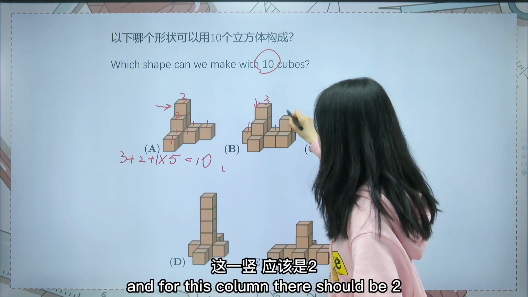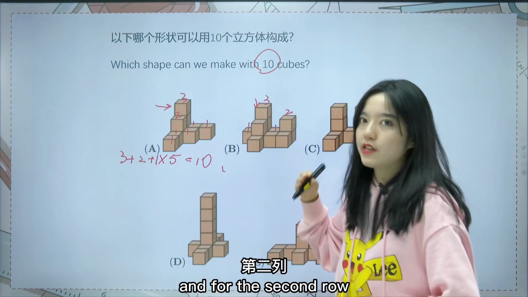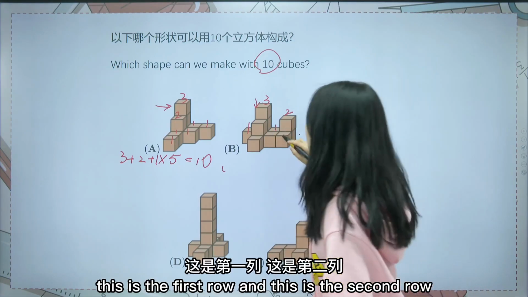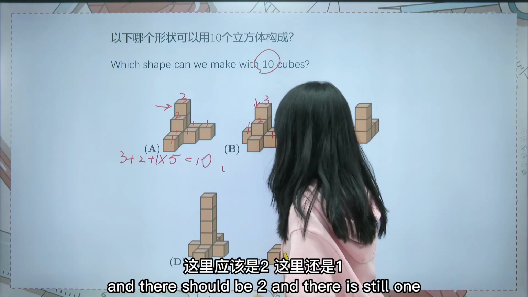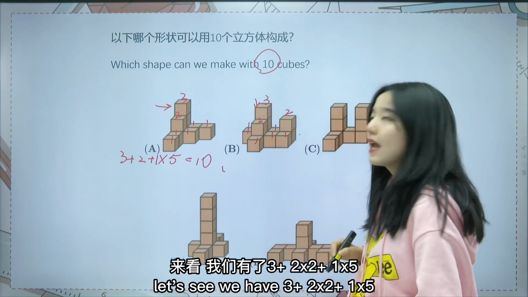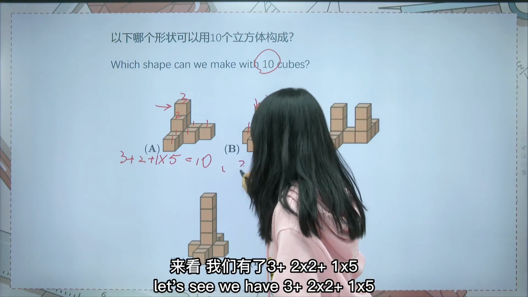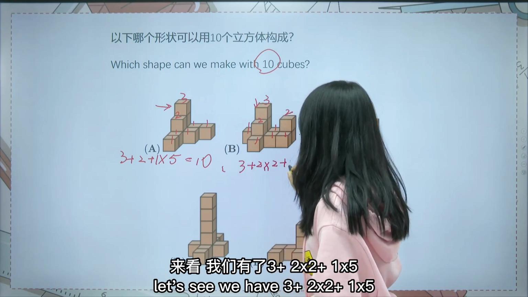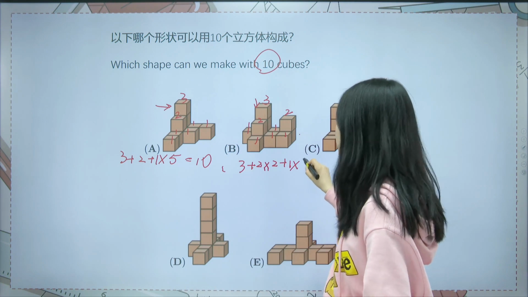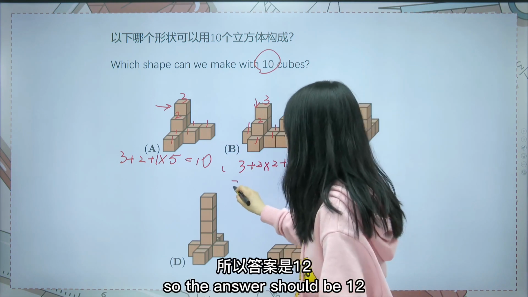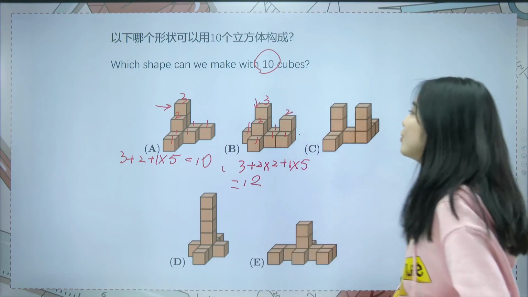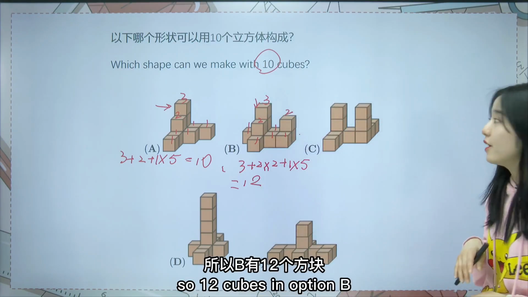And for this column, there should be 2. And for the second row, this is the first row, and this is the second row. And there should be 2, and there is still 1. Let's see. We have 1, 3 plus 2 times 2 plus 1 times 5 here. So the answer should be 12. Yes, exactly. So 12 cubes in option B.